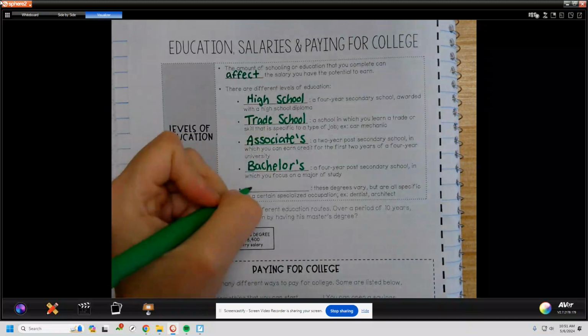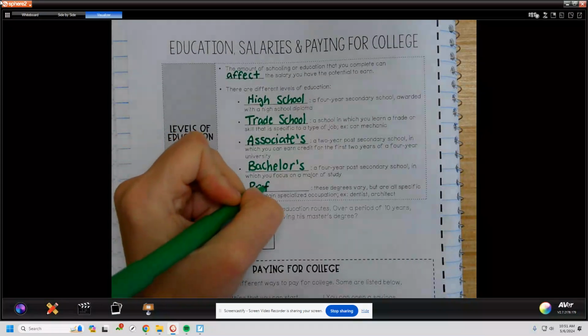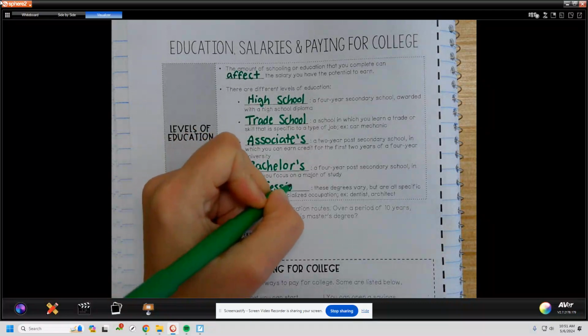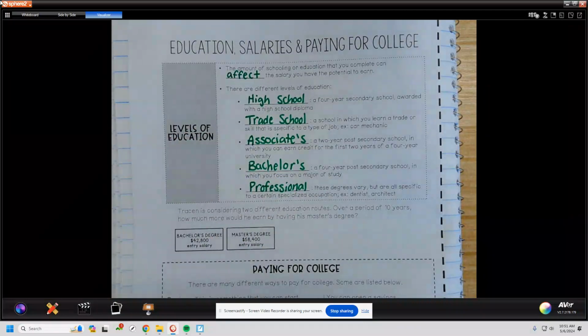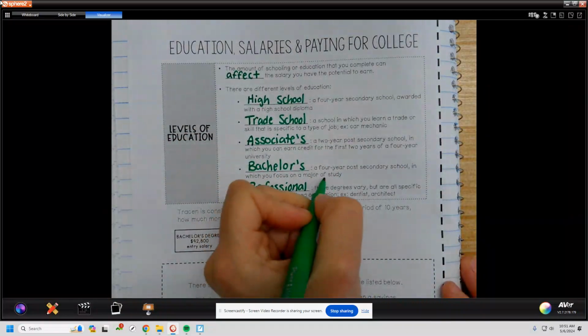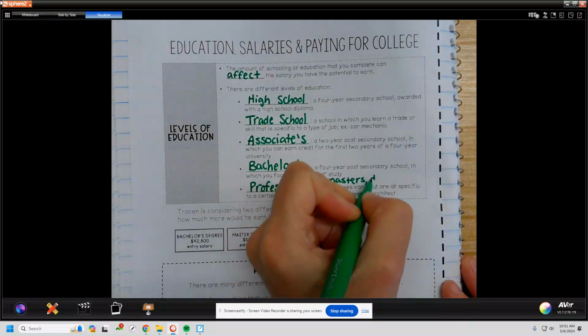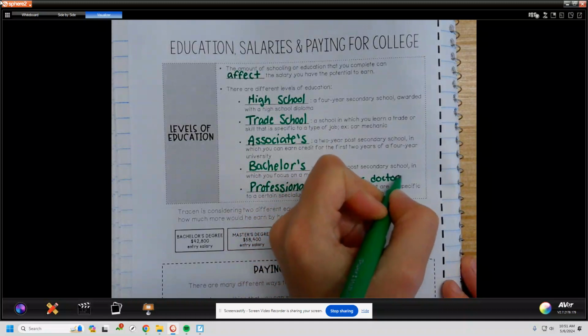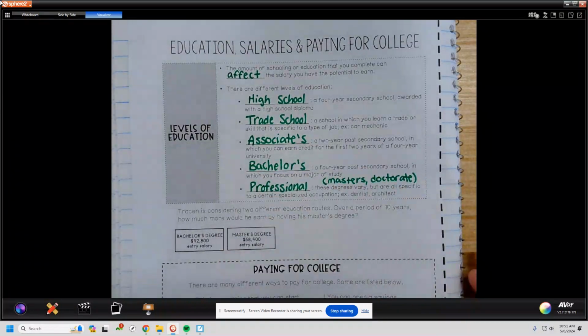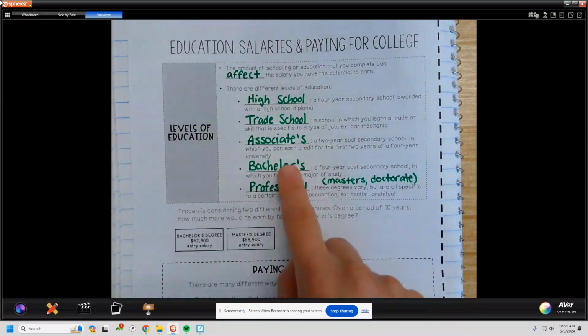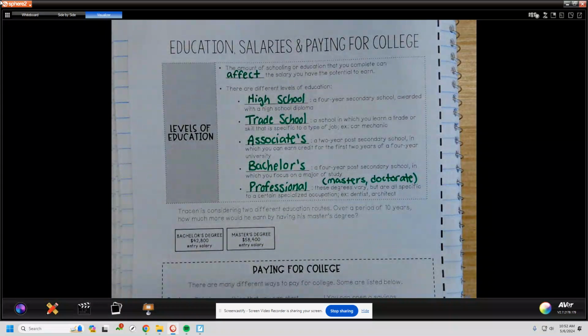And then anything beyond a bachelor's degree, we're just going to call a professional degree. So, for example, a master's would be a professional degree, and a doctorate is an example of a professional degree. If you want any of these, you first have to get a bachelor's. Bachelor's is like step one, and then you go on to the professional.